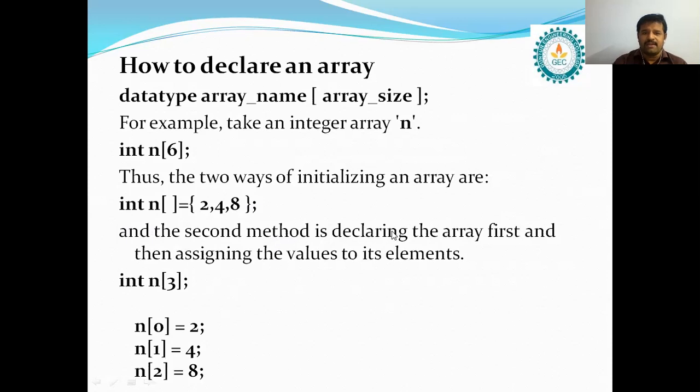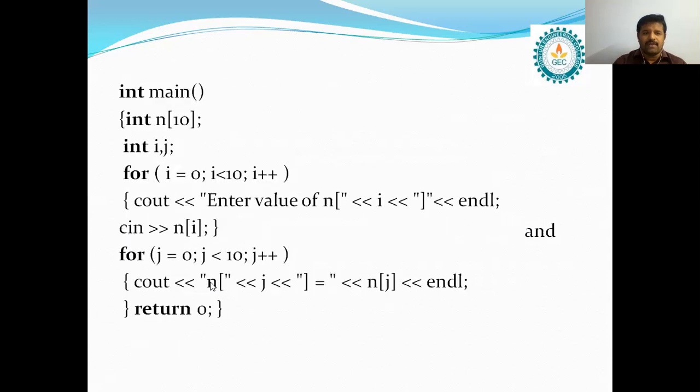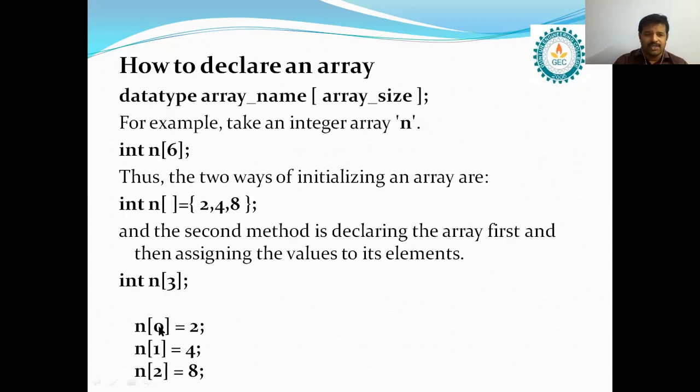The second method is declaring the array first and then assigning the values to its elements. So like this, here we are declaring the array n[3]. After that, for each location, we are assigning the value. So n[0] is assigned with the value 2. n[1] is assigned the value 4, and n[2] is assigned the value 8. This is how we can initialize the array elements.